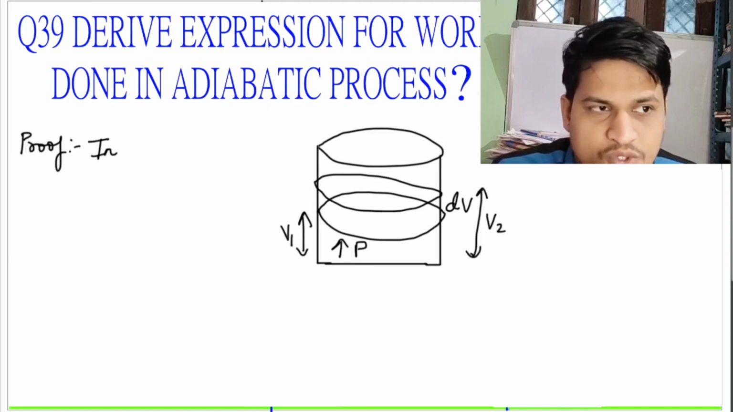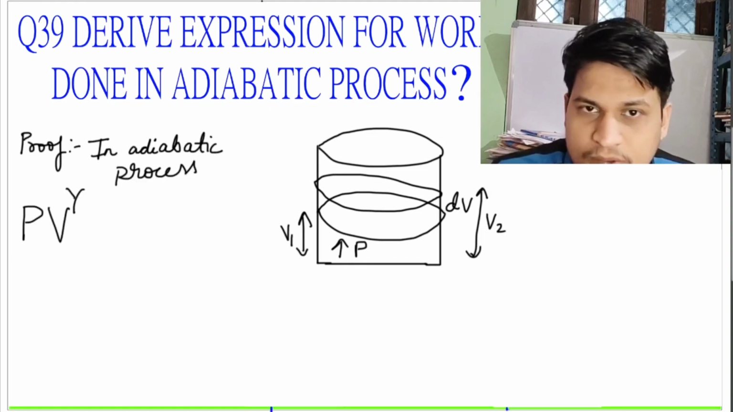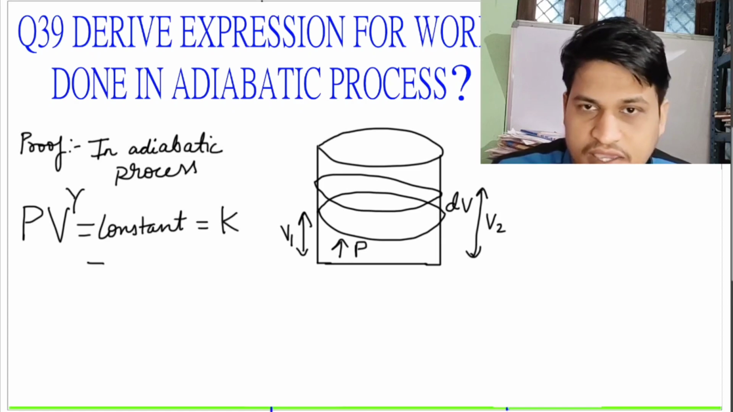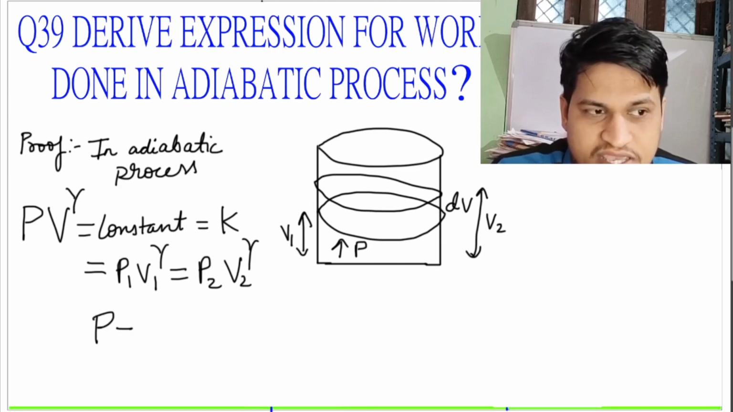Now we know that in an adiabatic process we have PV to the power gamma, where gamma is Poisson's ratio. PV to the power gamma equals a constant, and that constant we will take as K. We can write K equals P1 V1 to the power gamma equals P2 V2 to the power gamma. Now you can see here P equals K V to the power minus gamma.